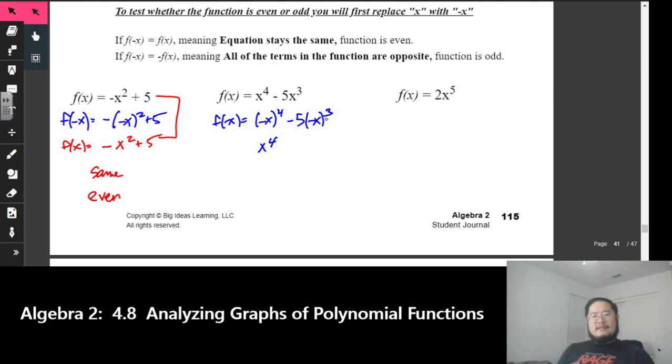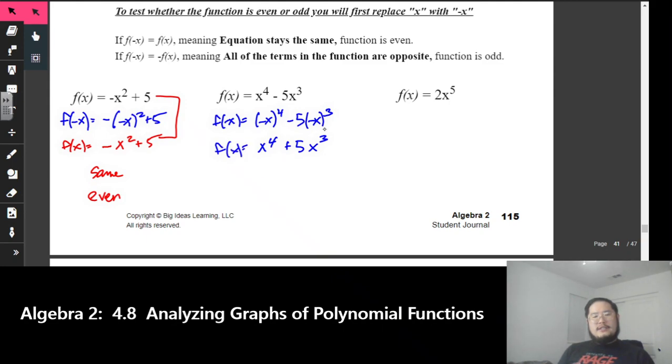We got negative x to the third power. So will that stay the same? We got negative times negative, positive, times negative again, we got negative x to the third. But then we multiply that with negative 5. So that's going to be positive 5x to the third.